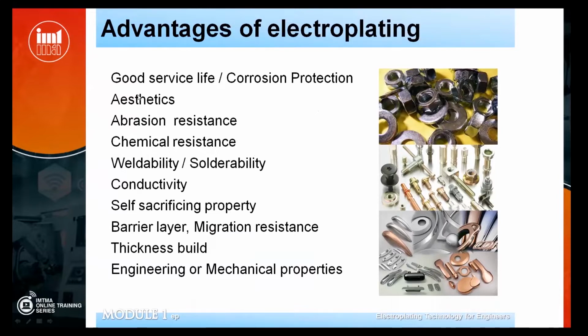Advantages of electroplating: good service life and corrosion protection, aesthetics, abrasion resistance, chemical resistance, sometimes weldability, solderability, conductivity, electrical conductivity as well as heat conductivity, self-sacrificing properties. This is basically to give you excellent corrosion resistance, barrier layer, migration resistance, thickness building, engineering and mechanical properties.